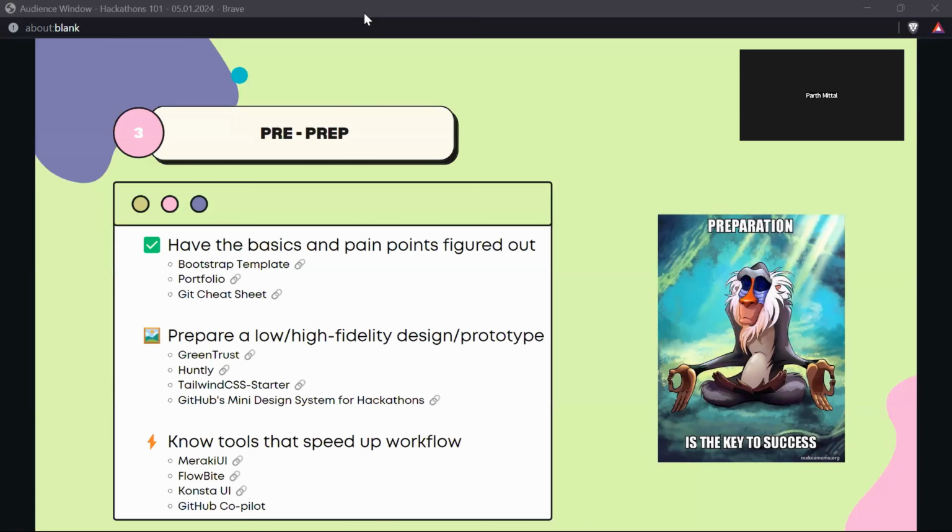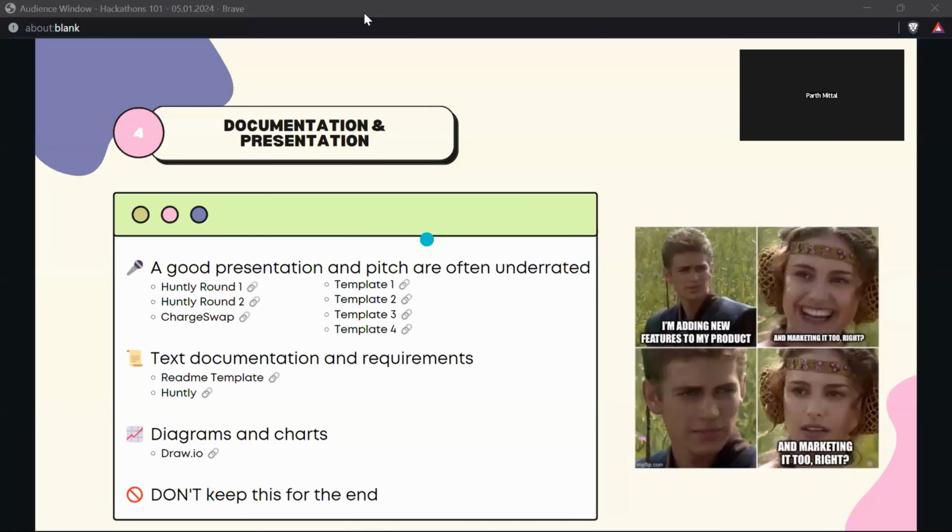And the fourth is documentation and presentation. Now imagine this: you've spent hours building the school project and not slept at all, but you still don't know how to explain it. Right? This is nothing short of a disaster.